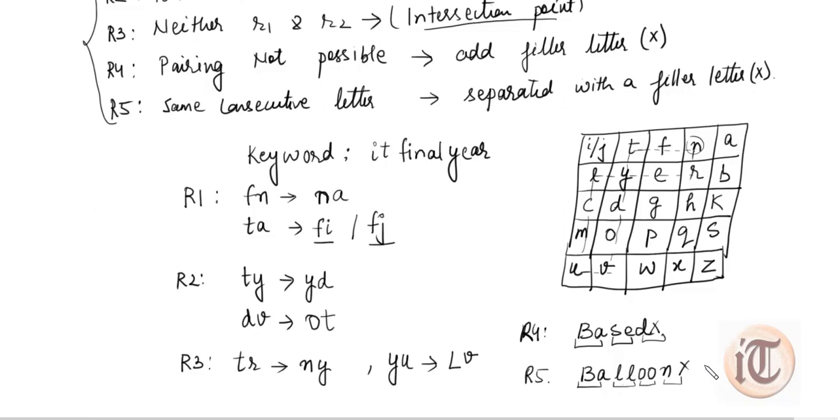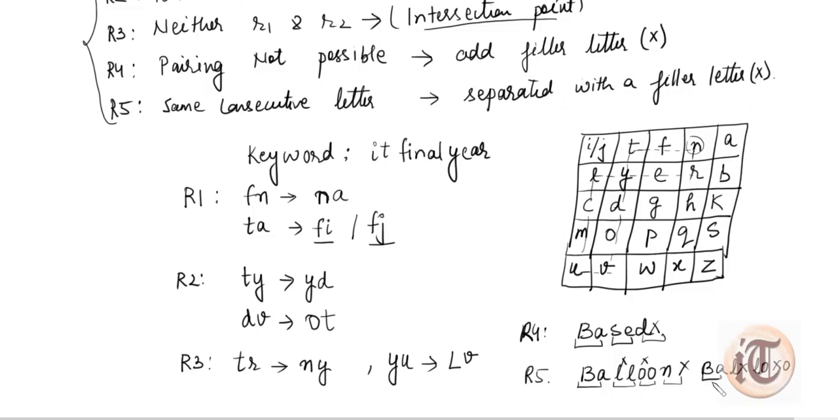So we take it as B-A-L-X, then again L, then O. Suppose this is B-A. If we have a repeated letter, we add the X letter in this pair, or we add one pair in this. So this will become B-A, L-X, L-O, then X-O.